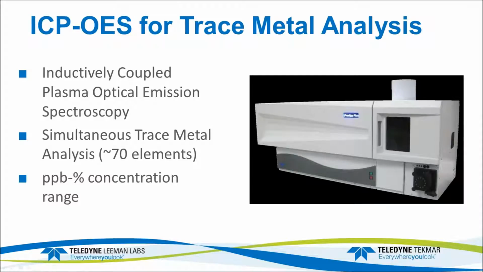So for the trace metal analysis, we used ICP-OES. That's inductively coupled plasma optical emission spectroscopy. It can provide simultaneous trace metal analysis of up to 70 elements in the periodic chart. And depending on the model or the type of instrument, you can do analysis from the part per billion up to the percent concentration range in one sample run, depending on whether it's an axial, radial, or a dual view system.